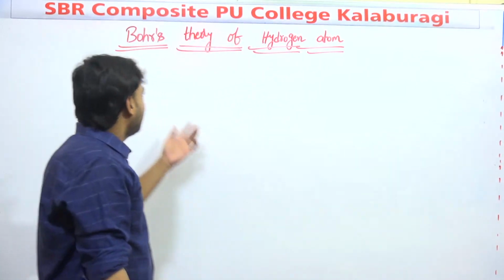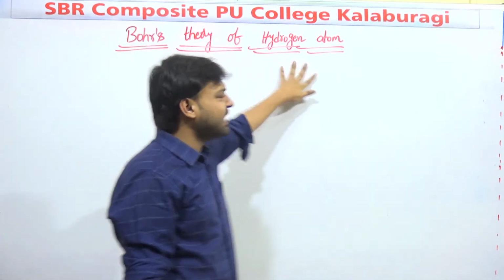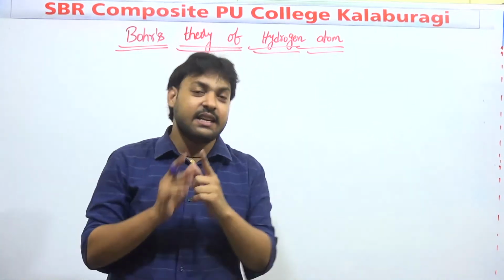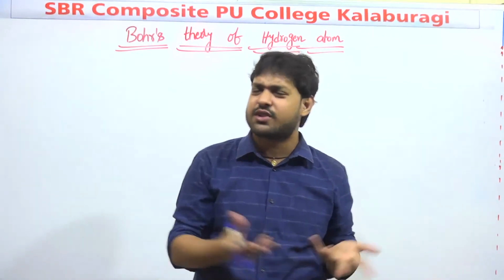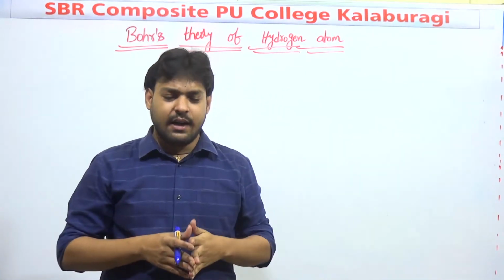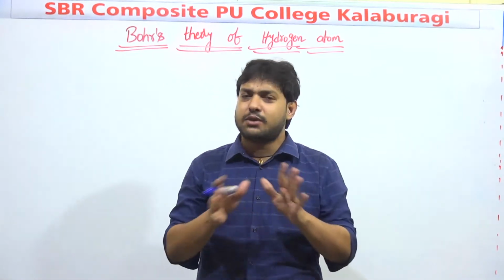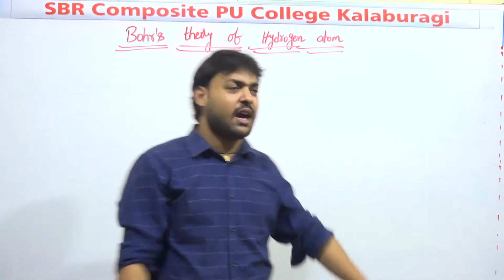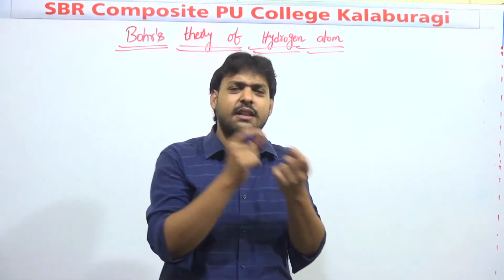Now we'll continue the discussion: Bohr's theory of the hydrogen atom. We will see the disadvantages in today's class or tomorrow's class. According to him, his theory is applicable to all types of atoms, but he did his experiments on the hydrogen atom. Why? Because it is very easy. Only one electron is there in the outermost orbit.